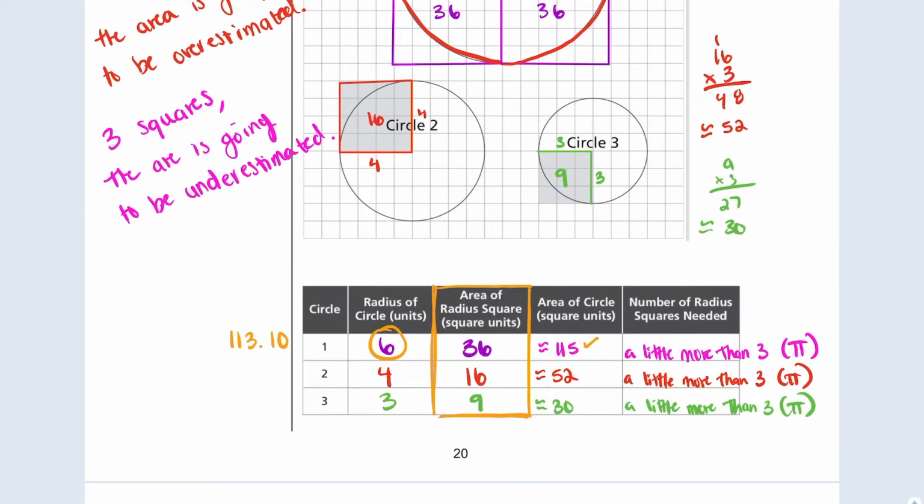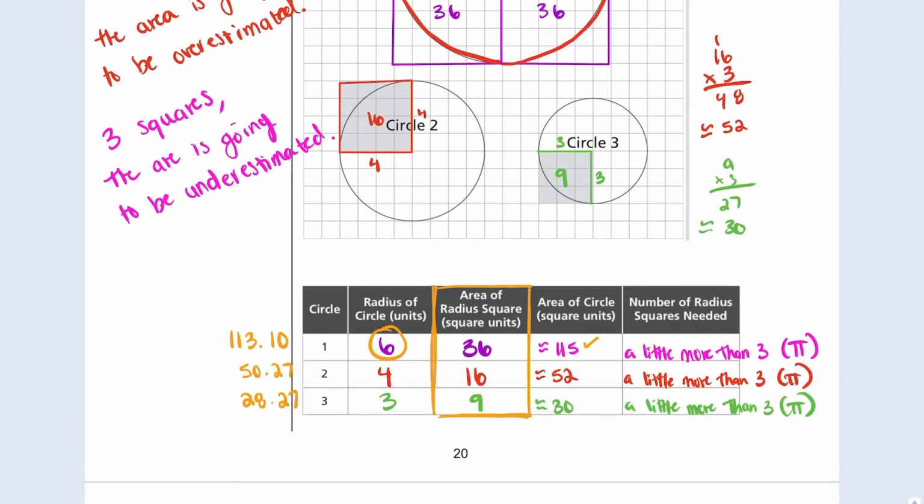Let's check the next one. My radius squared is 16. I multiply that by pi to get approximately 50.27. Again, shot a little high, but I was pretty close for estimation. And then the last one, my radius is 3, so I square it to get 9. I multiply 9 by pi to get approximately 28.27. Again, a little high for my estimation, but I was still pretty close.